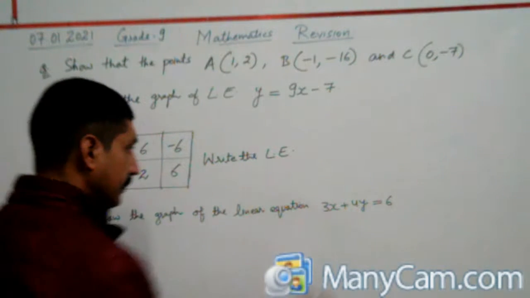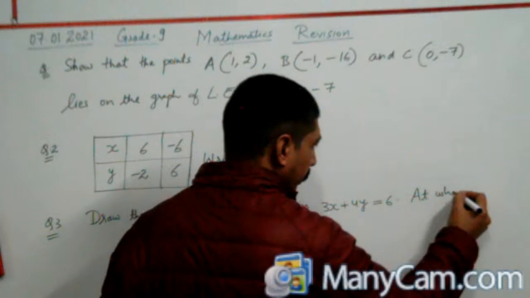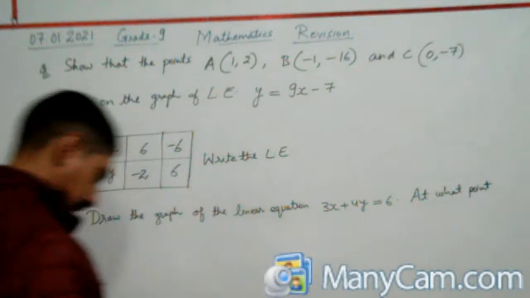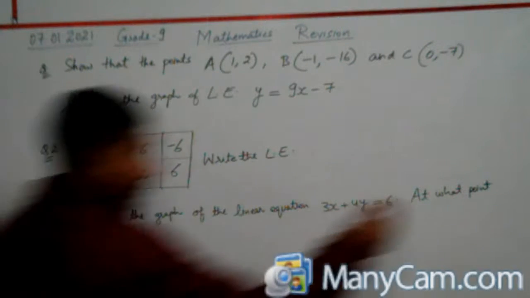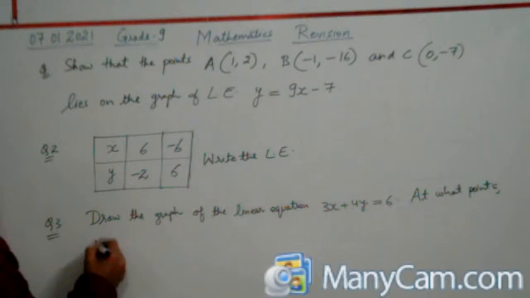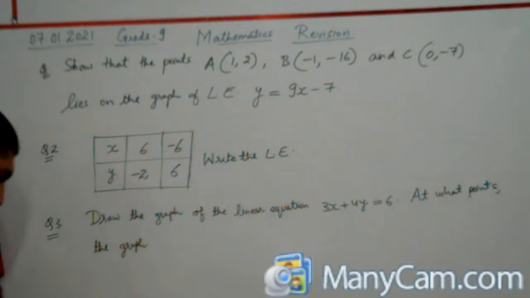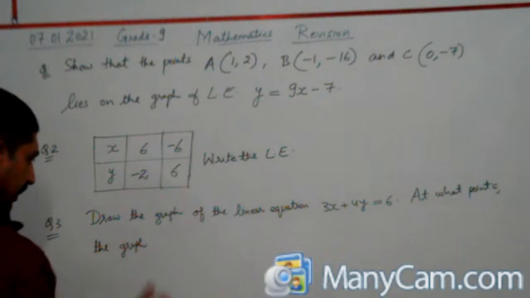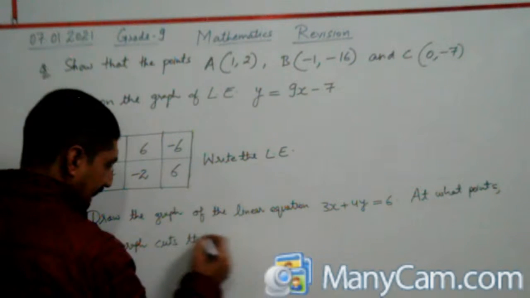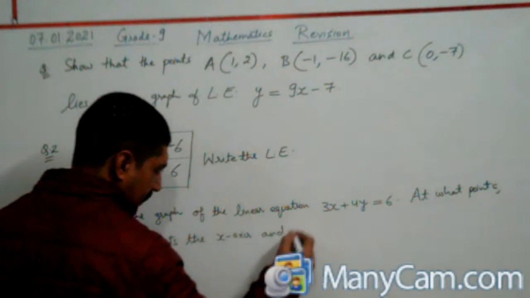At what points does the graph cut? At what point does the graph cut the x-axis and y-axis?